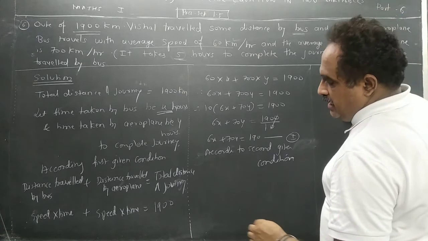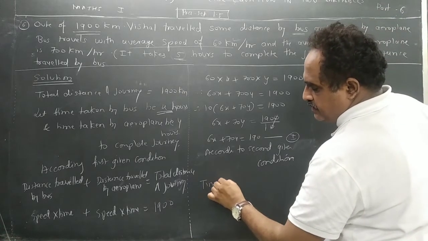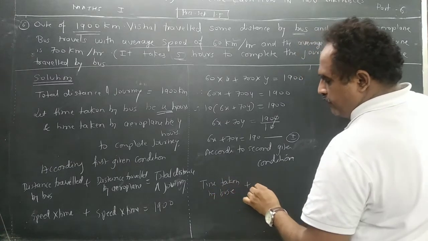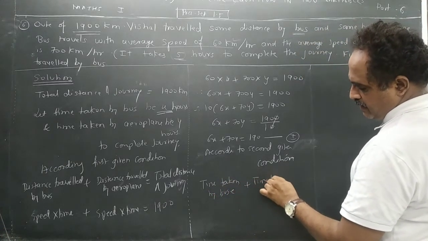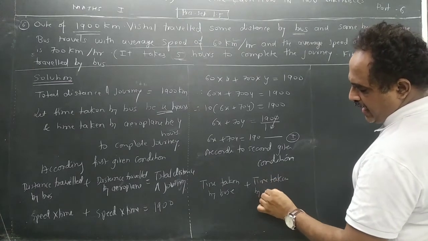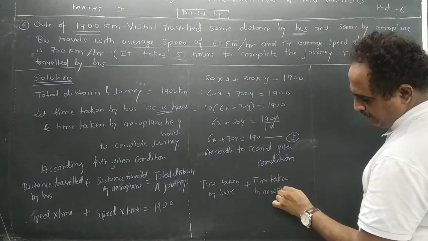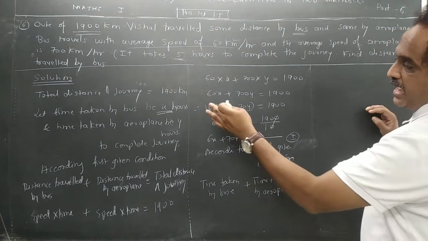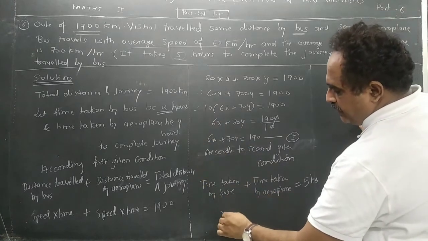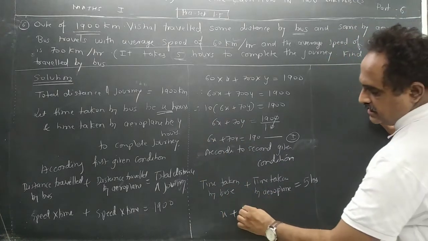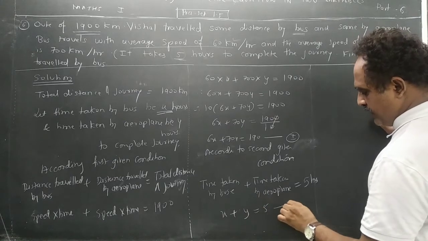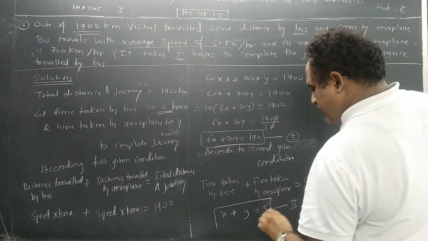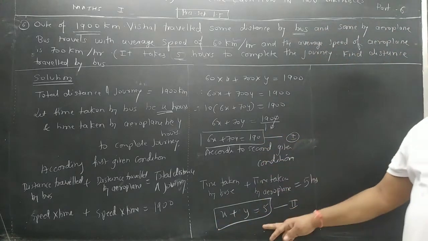That fast, no? So time taken by bus plus time taken by aeroplane is equal to 5 hours. So I told you that time taken by bus is x, y, so x plus y is equal to 5, which is equation 2. We can put this in the box. This also we can put in the box. Now we have to solve these equations.